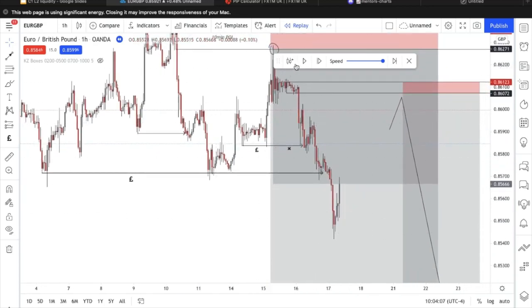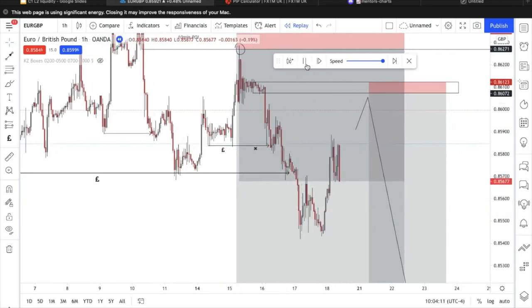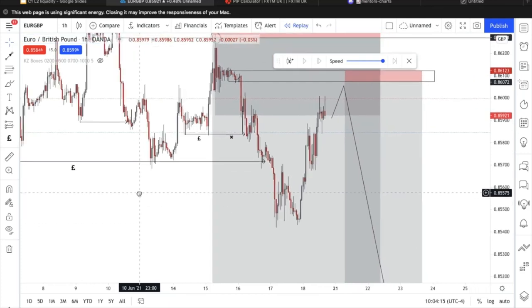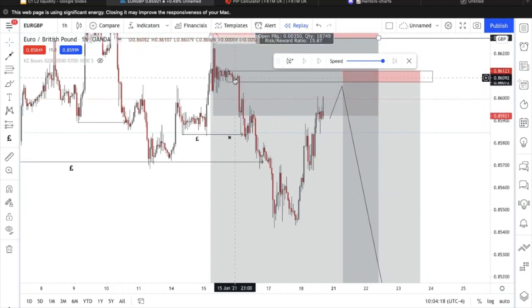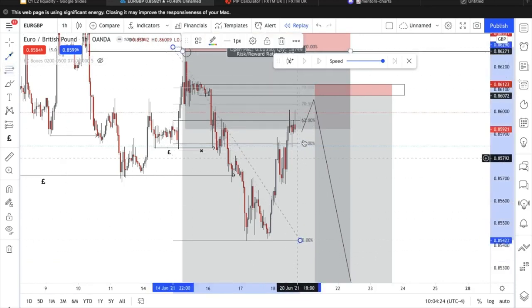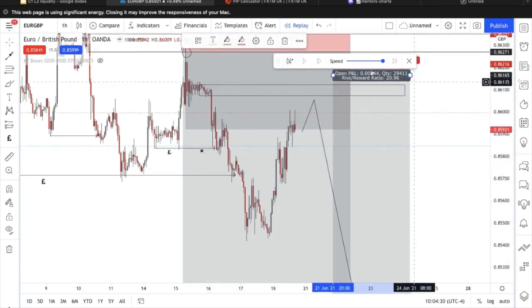Now, once it took out that area of liquidity, look, watch this, guys, yeah? This is current market conditions, right? I have this area marked out. It's a very nice supply zone, which also aligns perfectly with my discounted area, the 79%, right?